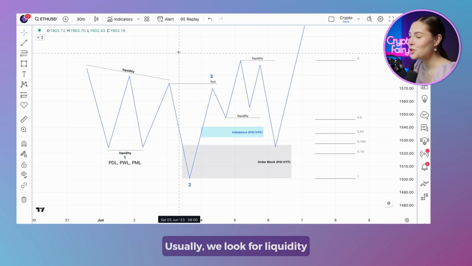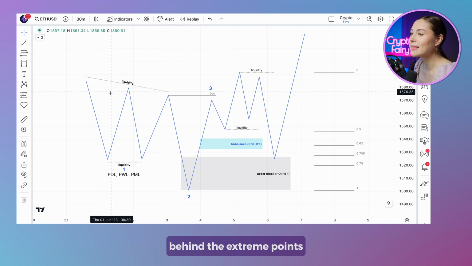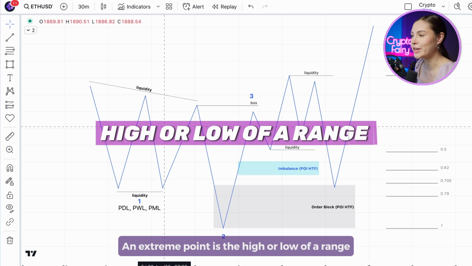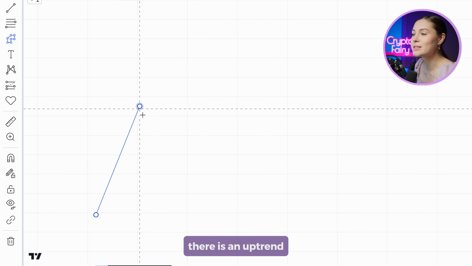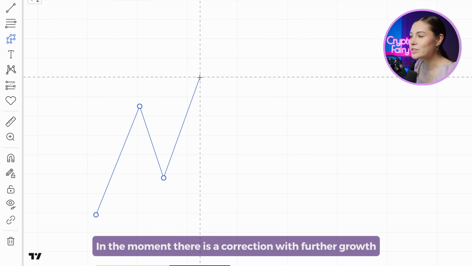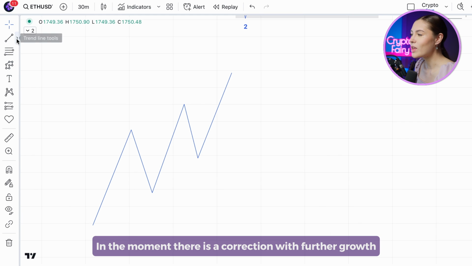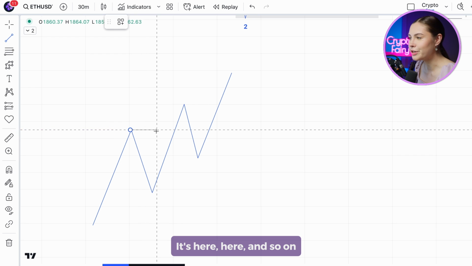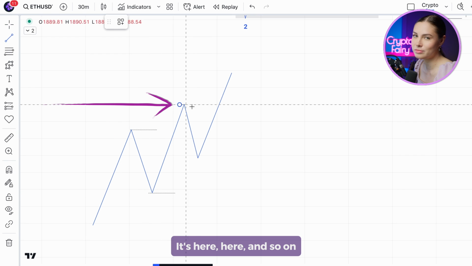How to spot liquidity on the chart? Usually, we look for liquidity behind the extreme points. An extreme point is the high or low of a range. For example, there is an uptrend. In the moment, there is a correction with a further growth. Liquidity is located behind each high and low. It's here, here, and so on.